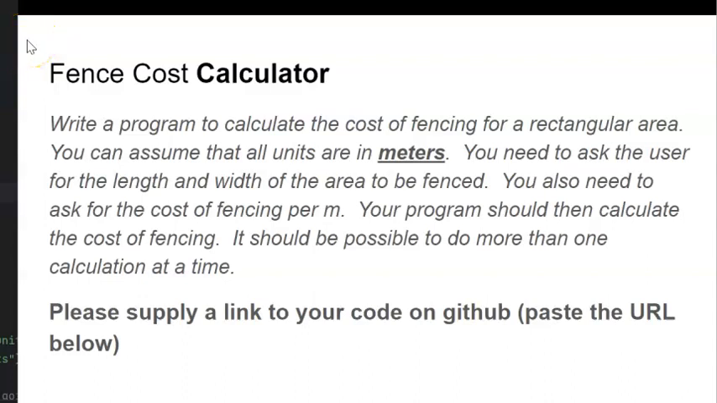Your next task is to create a program to calculate the cost of fencing a rectangular area. You've been told you can assume all units are in meters, and you're going to need to ask the user for the length, width, and cost of fencing per meter. Just like before, your program will need to loop.